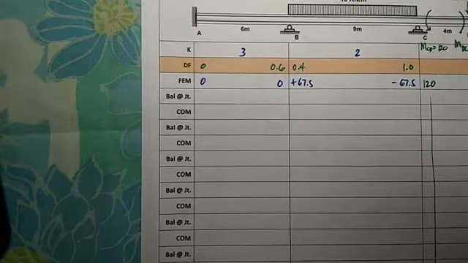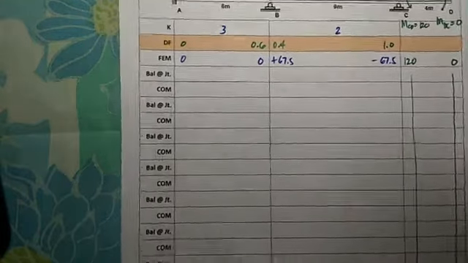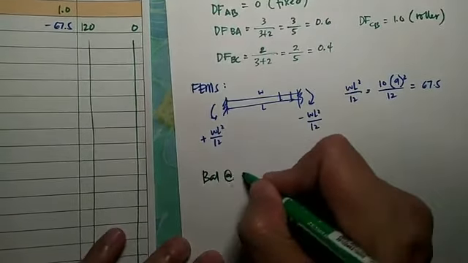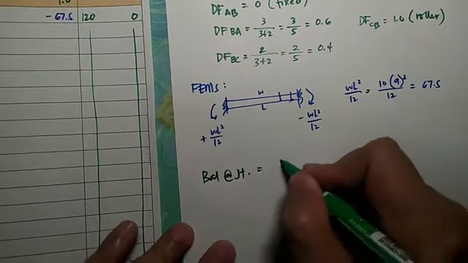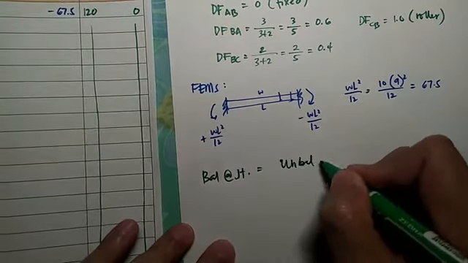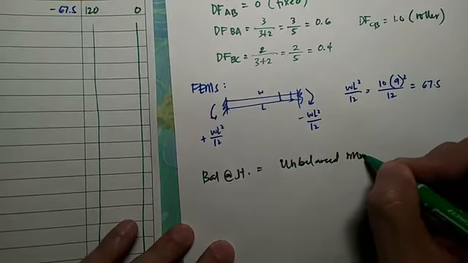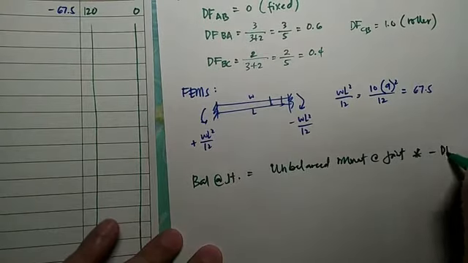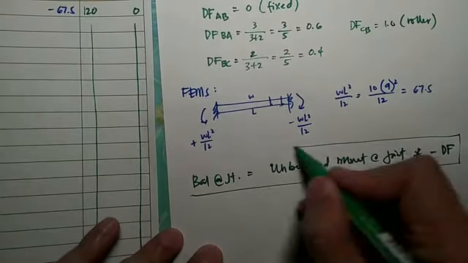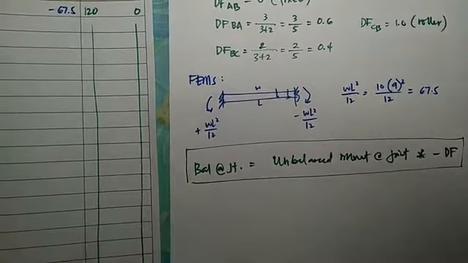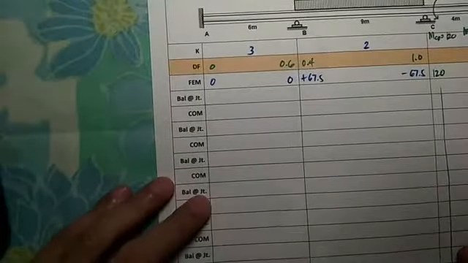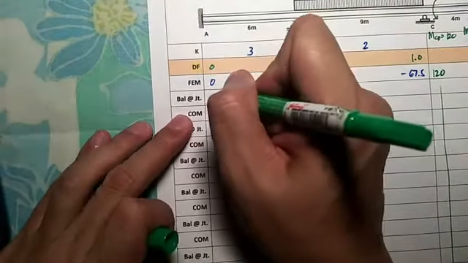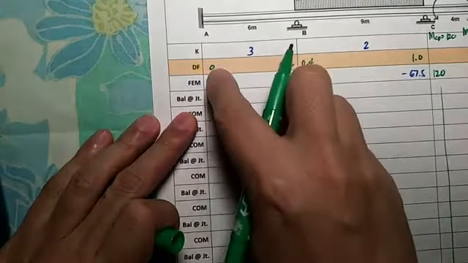Okay, so let's start with the balance at joint. So, how do we get the balance at joint again? So, balance moment at a joint is equal to the unbalanced moment at a joint times the negative of the DF. Okay, so yan yung pagkuha ng balance at a joint. So, how do we do that here? So this is 0 pa rin. 0 times the negative of 0, 0.